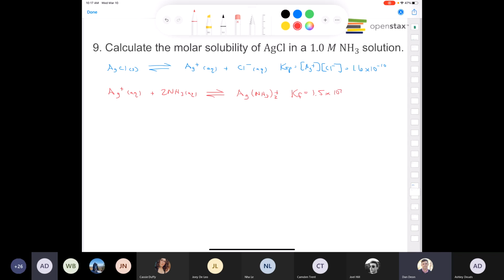Now, what if we tally these two up? If we add these two together, we see that the silver ions cancel out, and we're left over with this expression, that silver chloride in the presence of ammonia is in equilibrium with the coordination complex.